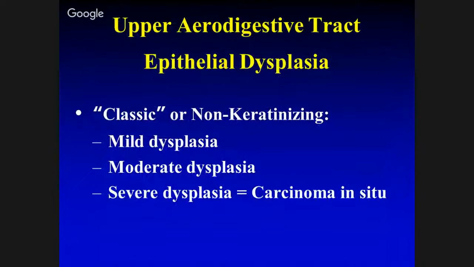So in the upper airway, there are two forms. There's the non-keratinizing or the classic, which is akin to what we see in the uterine cervix. This is decidedly uncommon, particularly in the larynx and the oral cavity. Where do we see non-keratinizing dysplasias? In the upper airway, more common if we're going to see it in an early.